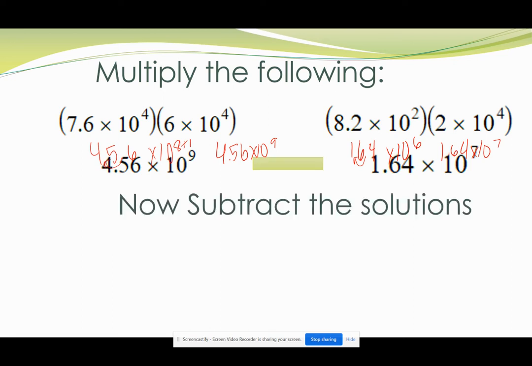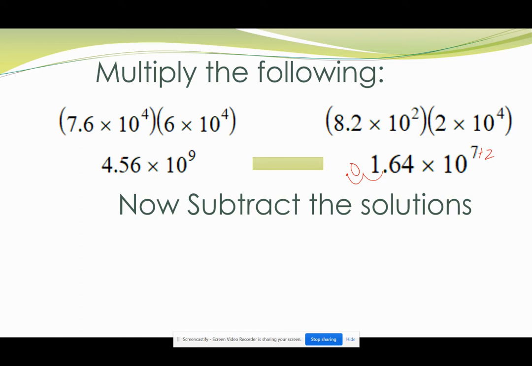They want us to subtract it now. So I'll erase these so it's a little bit more clear. So we look for the smaller one. The smaller one is the 7, so we want to make it a 9, so we add 2. If we add 2, we move it twice over. We get 0.0164 times 10 to the 9th.